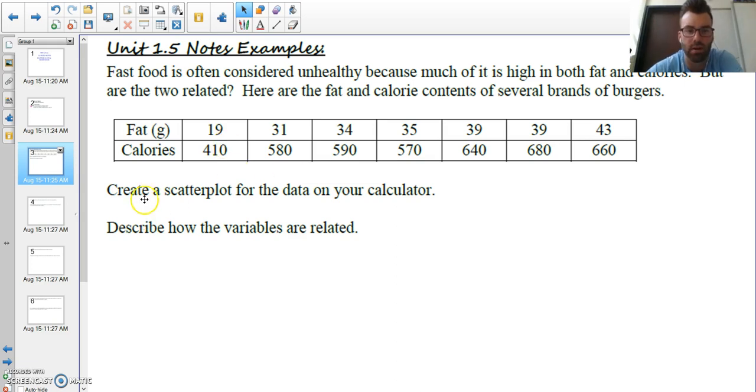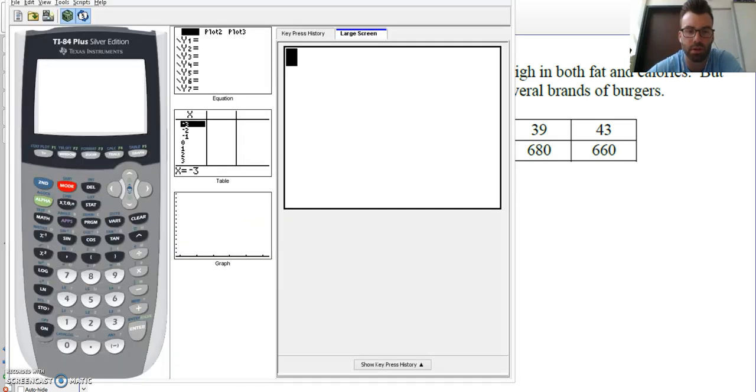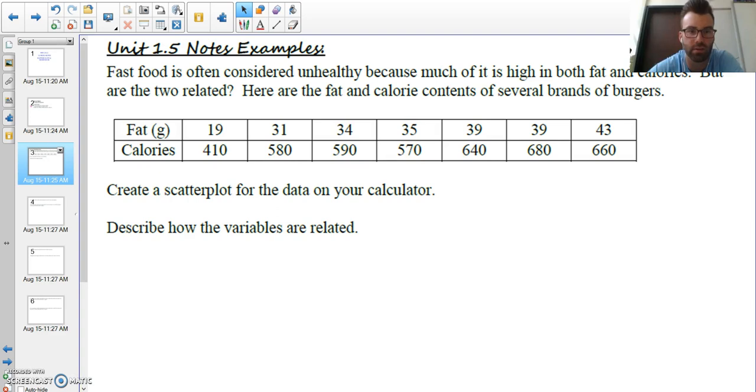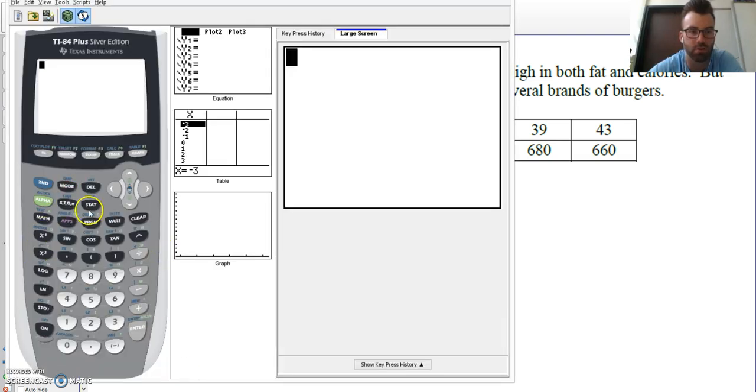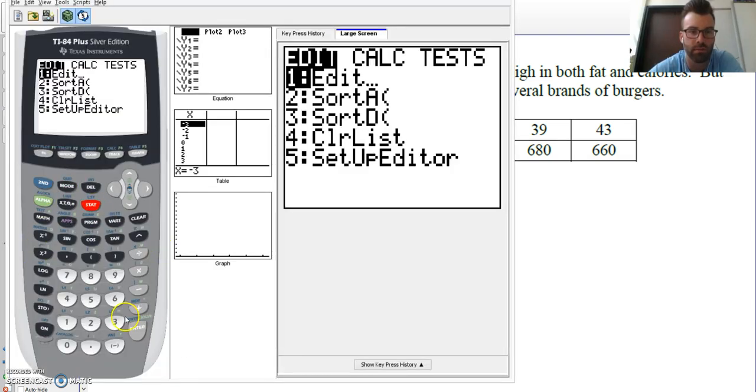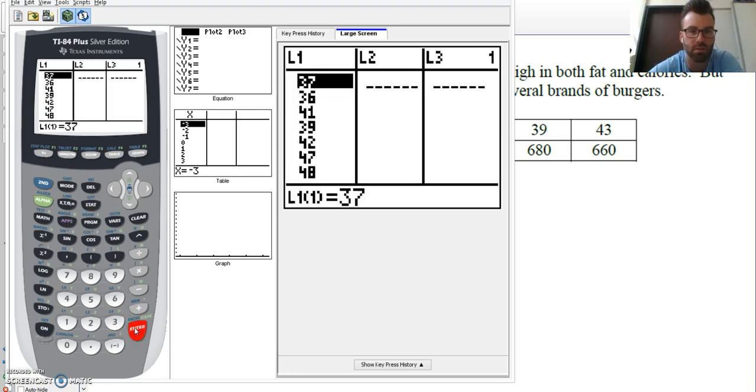The first thing it says is to create a scatter plot for your data on your calculator. So I'll bring up my calculator to input the data. I'm going to go to Stat, Edit, which is the first one. Now you may have data in here already, and you've probably done this back when you were a freshman. We'll go up to L1, press clear, and press enter. Now everything is gone.